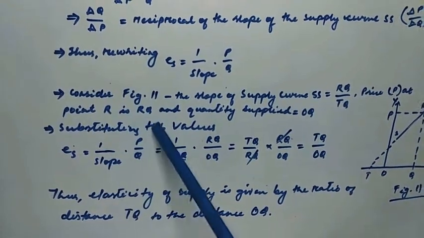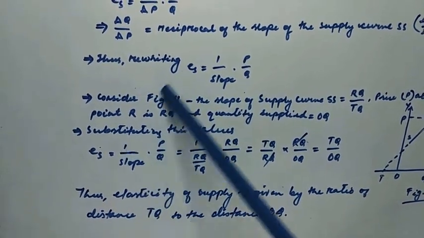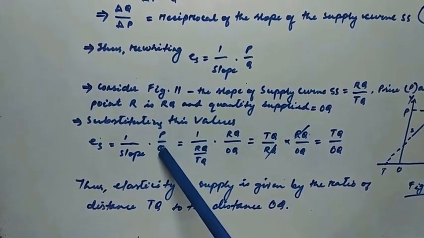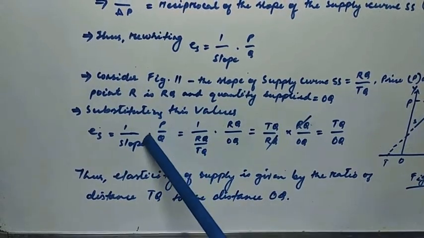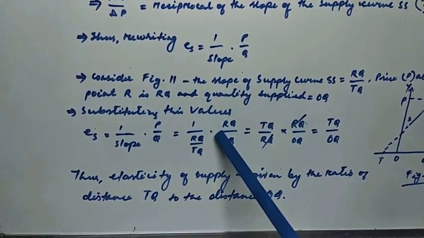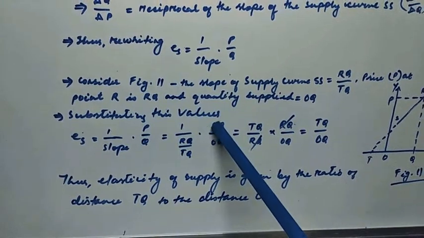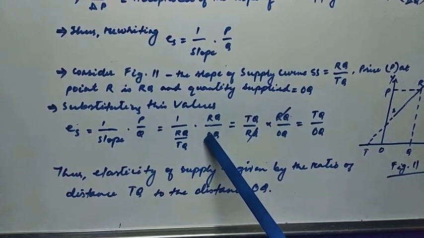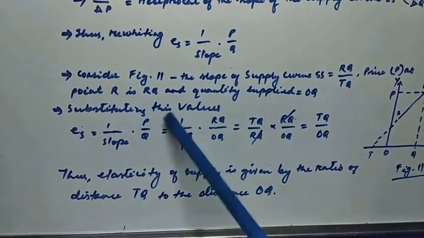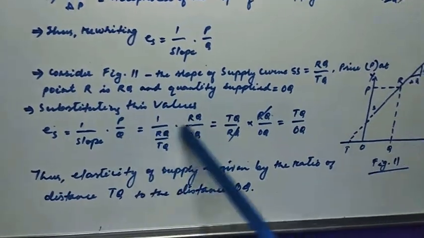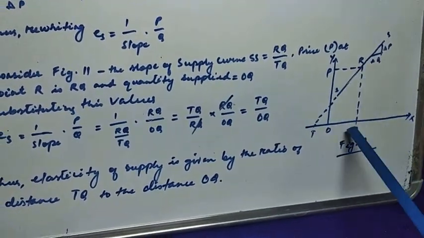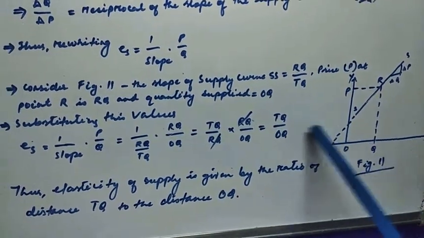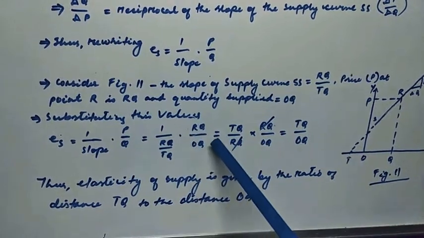So substituting these values, we have 1 divided by slope of supply curve SS, into P by Q. Let us substitute the values of P and Q. We said that price equals RQ. So we are substituting RQ in place of P and OQ in place of Q, because OP equals RQ, and at price OP or RQ, quantity supplied is OQ.